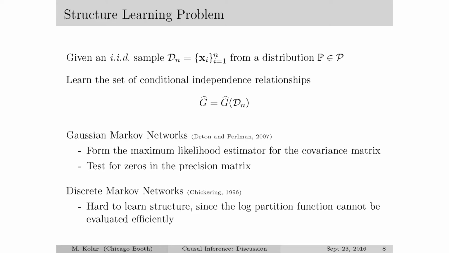So there has been a lot of work, starting probably from the 70s, from an influential paper by Dempster. And the review in Statistical Science by Drton and Perlman essentially tells you that in the classical setting, the way you learn this structure is by running a lot of tests for zeros in the precision matrix and accounting for multiple testing. Discrete Markov networks are a little bit harder to learn, and unless you know something about the model, they are NP-hard to learn.